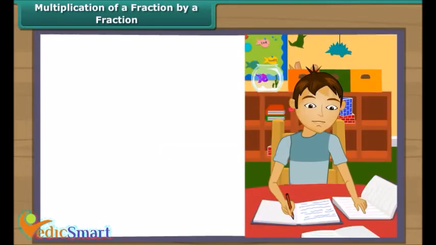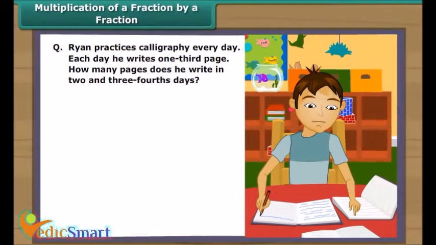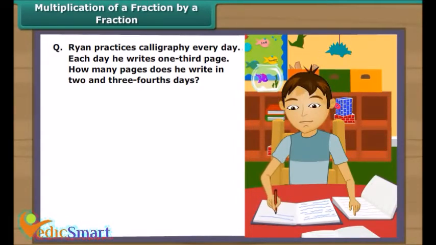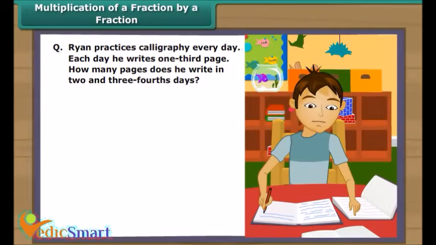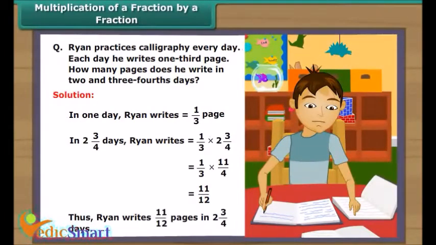We multiply two fractions as the product of numerators upon the product of denominators. Multiplication of a fraction by a fraction. Ryan practices calligraphy every day. Each day he writes 1/3 page. How many pages does he write in 2 3/4 days? The part of a page written by Ryan in 1 day is equal to 1/3. So the part of a page written by Ryan in 2 3/4 days is equal to 1/3 multiplied by 2 3/4. This is equal to 1/3 multiplied by 11/4, which is 11/12. Thus Ryan writes 11/12 pages in 2 3/4 days.